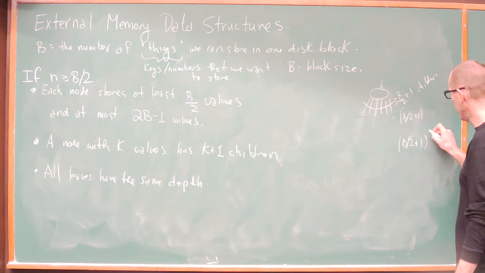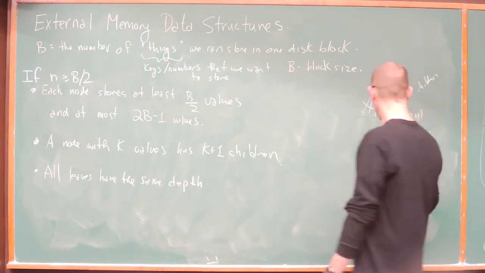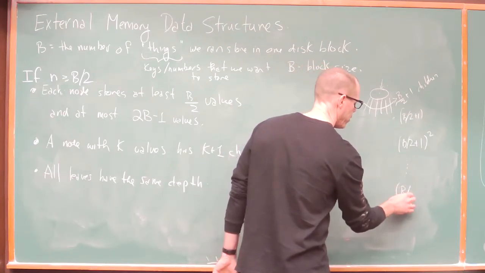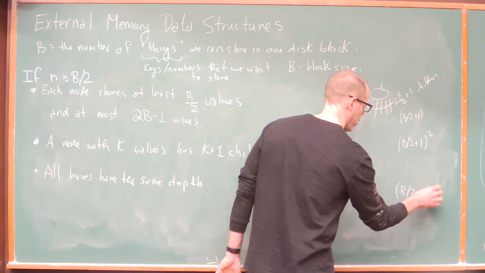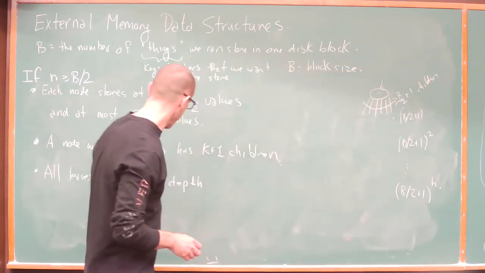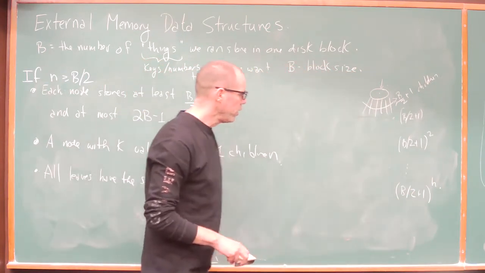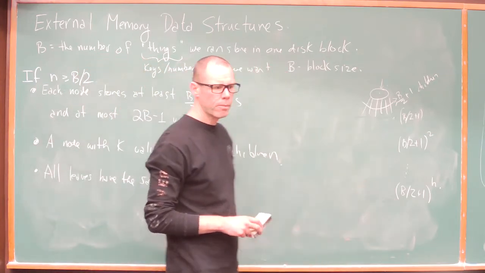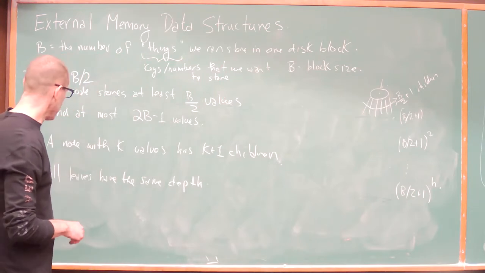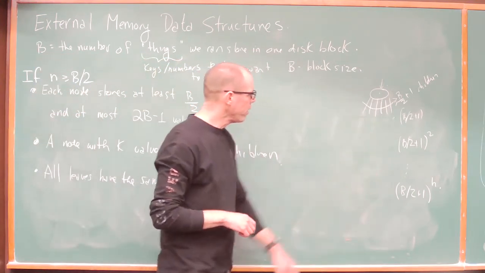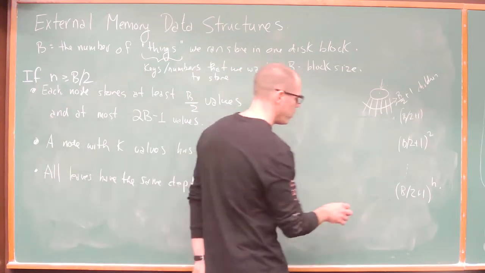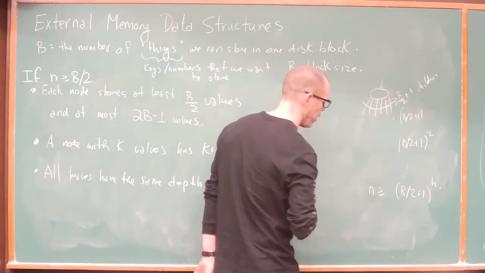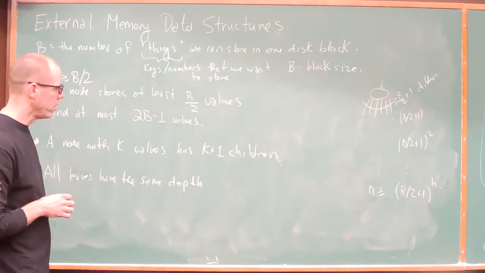So at the second level, there's at least this number squared, and so on, until you reach the height of the tree, h. And so at the bottom level, you have at least b over 2 plus 1 to the h leaves. And you should not have more leaves in your tree than you have data in your tree, which means that n has to be bigger than or equal to b over 2 plus 1 to the h.